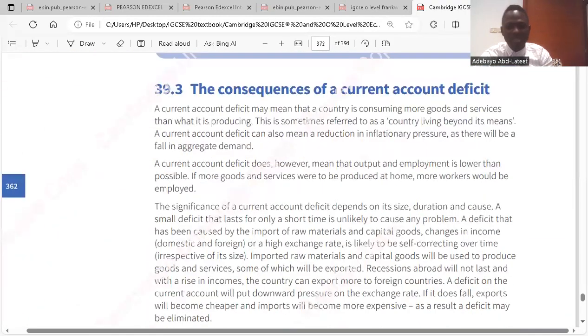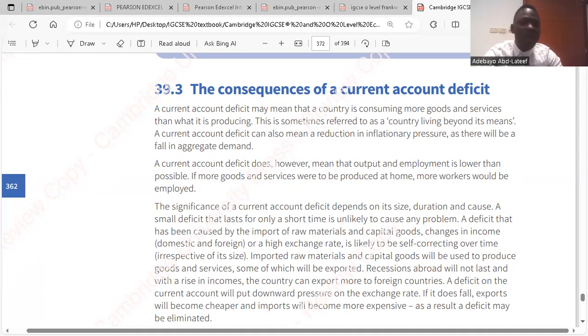The consequences of a current account deficit. A current account deficit may mean that the country is consuming more goods and services than it's producing. That means you are doing more imports than exports. This is sometimes referred to as a country living beyond its means. A current account deficit can also mean a reduction in inflationary pressure, and there will be a fall in aggregate demand. So a current account deficit could be as a result of a fall in aggregate demand. So people are not buying as they used to buy. Do you understand?